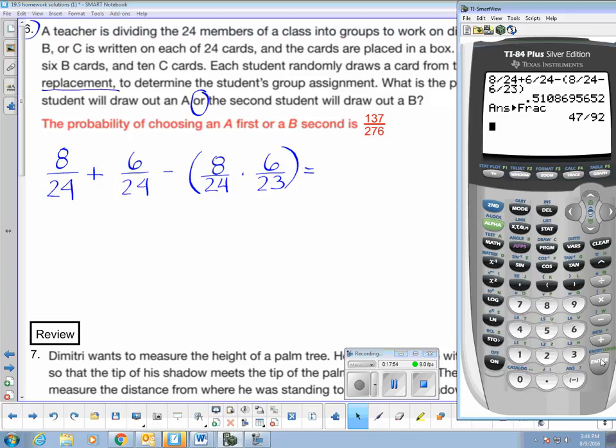I see where I made a mistake right up here. I entered a minus sign where I should have entered a multiplication sign. So let me clear that and we'll try that again. All right, there we go.